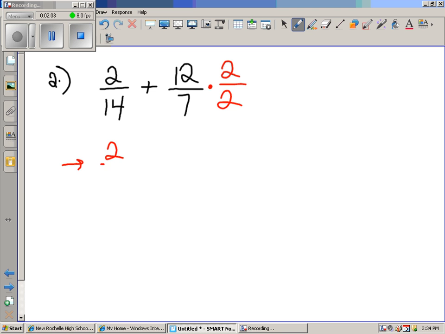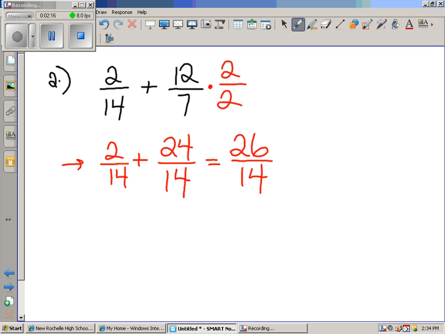We got 2 over 14 plus 24 over 14. And now they have the same bottoms, and you just add them. What do we got? And we're done, right? Very nice. What are we going to simplify it into?